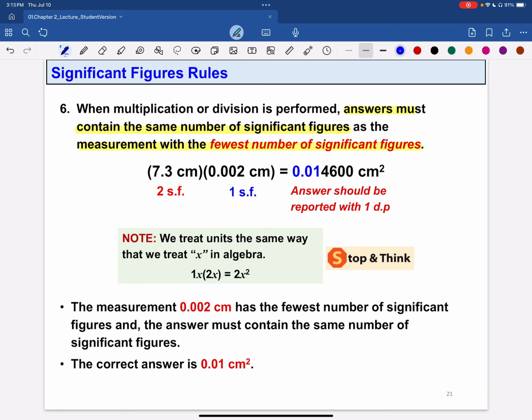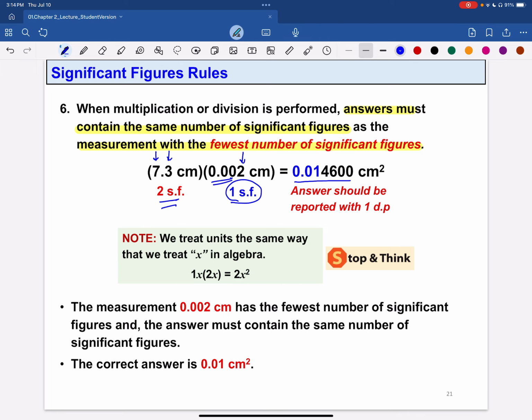For example, here, 7.3, two significant figures, times 0.002, one significant figure. The first three zeros are not significant figures, they are placeholders. You put the two numbers in your calculator, you're gonna have this number, 0.014600. You round your answer to the fewest number of significant figures.